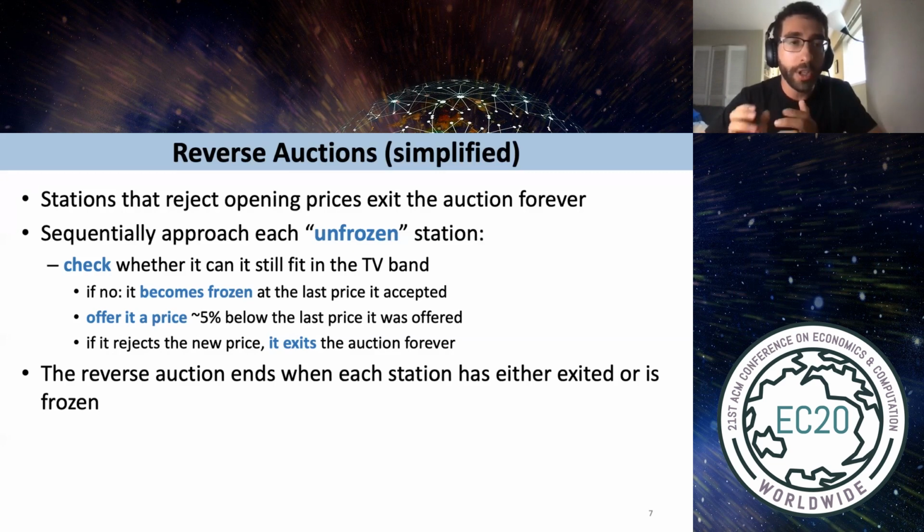Afterwards, stations get approached in sequential order. First, we check whether a station can still fit inside the TV band. If it can't, we're going to call that station frozen, and it's going to stop lowering its price. Otherwise, it can still fit inside the TV band alongside all of the stations that have already exited the auction. And if that's the case, we offer it a lower price, maybe 5% less than the price we offered it last time. If it accepts the new price, great, it continues in the auction. If it rejects the new price, it will exit the auction forever.